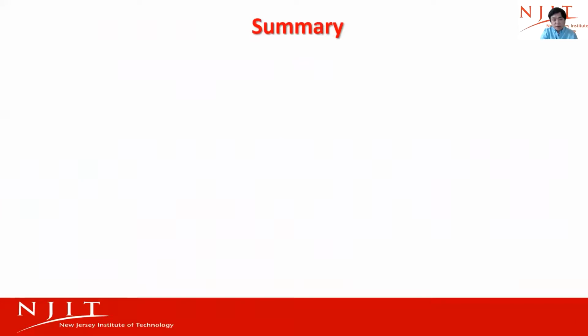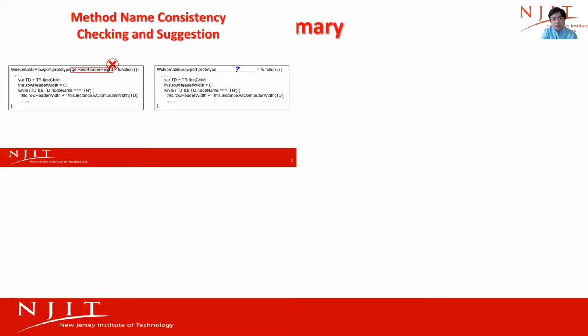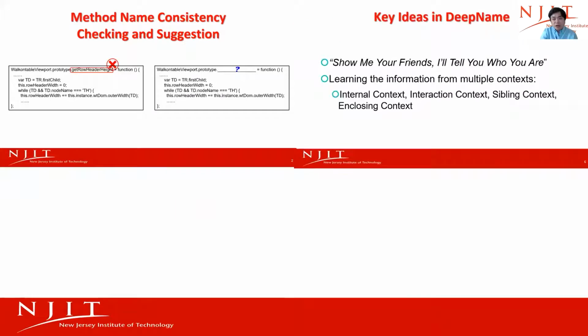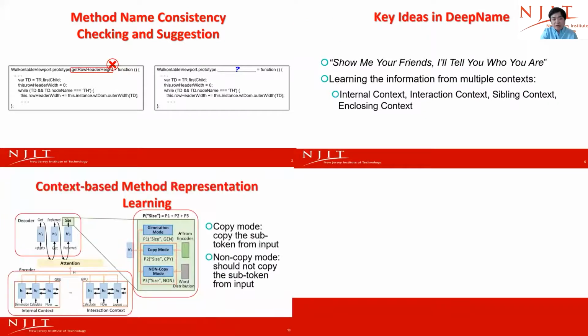After talking about an example, I want to make a summary for today's presentation. In today's presentation, we first talk about our task in two different scenarios, including method name consistency checking and method name suggestion. Then we talk about the key ideas in our approach, DEEPNAME, and we carefully introduce the copy mechanism and the non-copy mechanism in the method representation learning step.